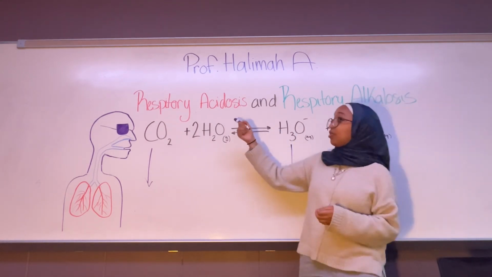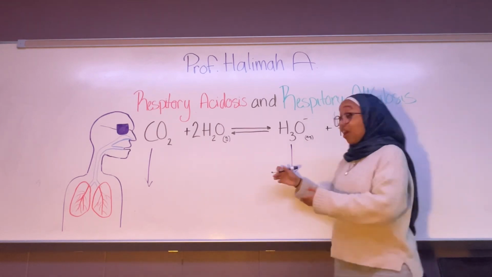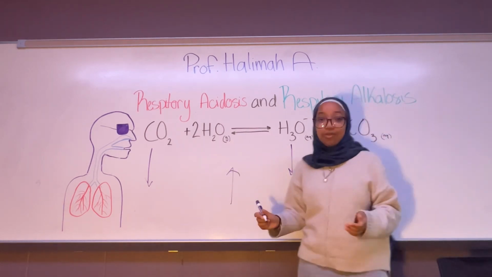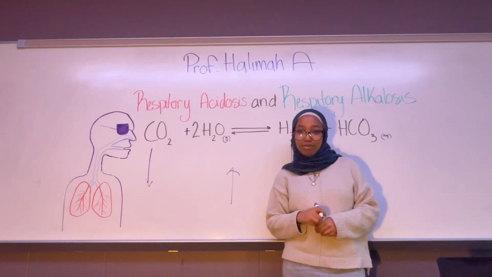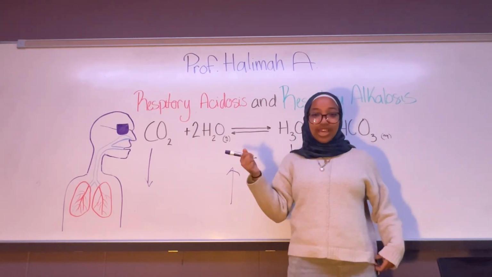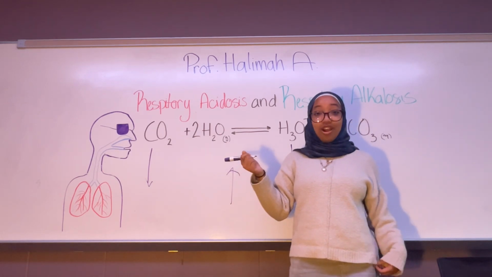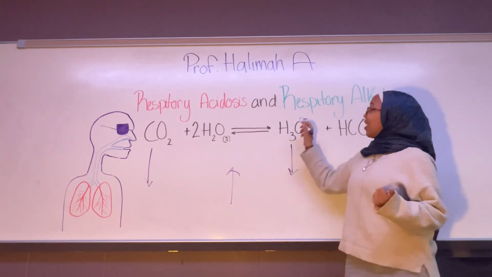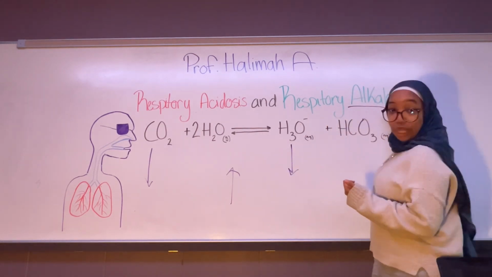And just like in respiratory acidosis, but the exact opposite, if our hydronium decreases, that means our pH will increase. And remember that cozy 7.35 to 7.45 zone? Yeah, that's going to go up. And if our pH is above a 7, then that means our blood is actually going to be alkaline or basic. And that's where we get alkalosis.